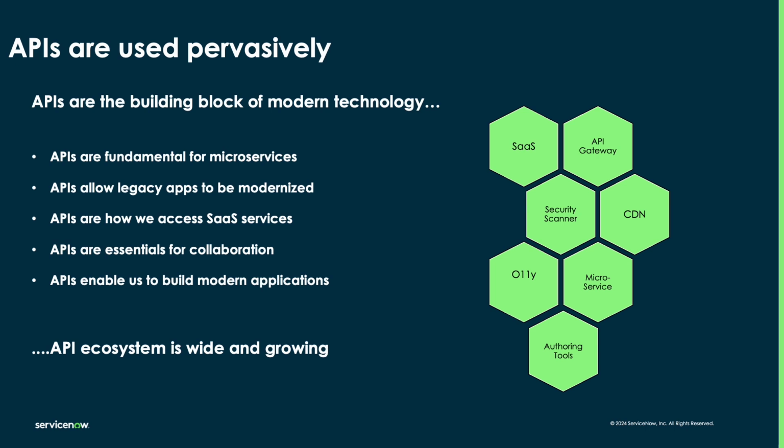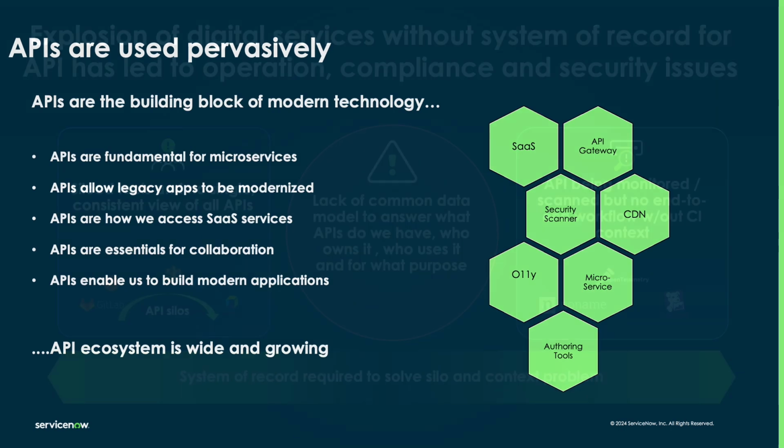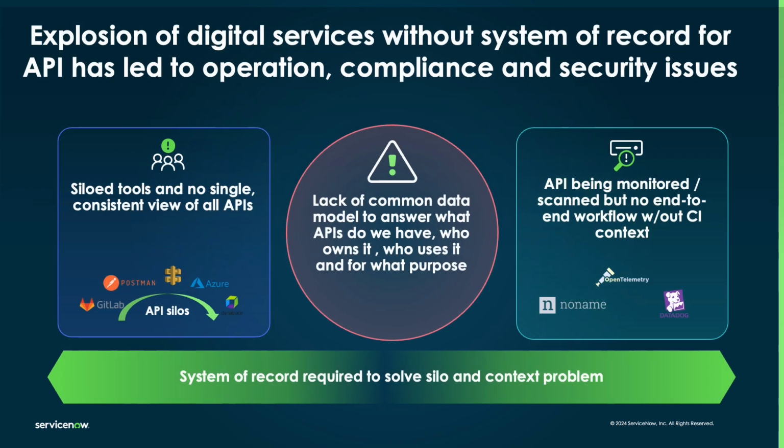APIs are used pervasively in every modern digital enterprise. With the adoption of microservices-based architecture, the API ecosystem is wide and growing. Although adoption of APIs is growing, new challenges are emerging. There is a broad ecosystem of developer tools with API information: API gateways, DevOps platforms, observability tools, security scanners, documentations.